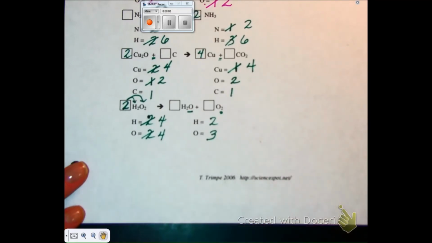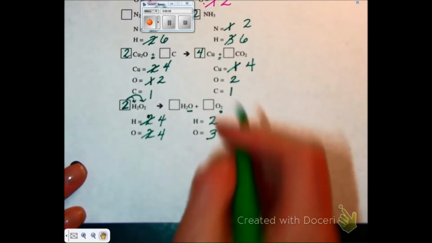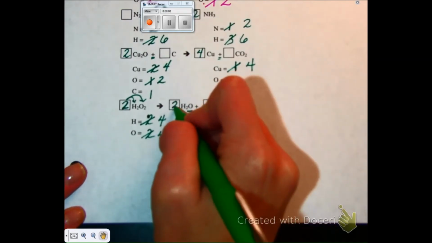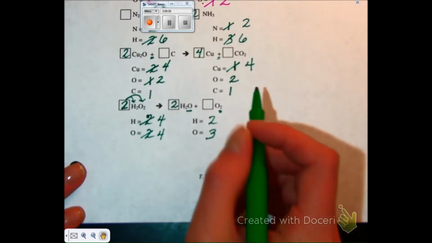Now what? I can see what's going to be the easiest one to fix first. What now? What do you think, Hunter? I put a coefficient of 2 in front of H2O. Why did you do that? Because it'll get the hydrogen to 4 and the oxygen to 4.